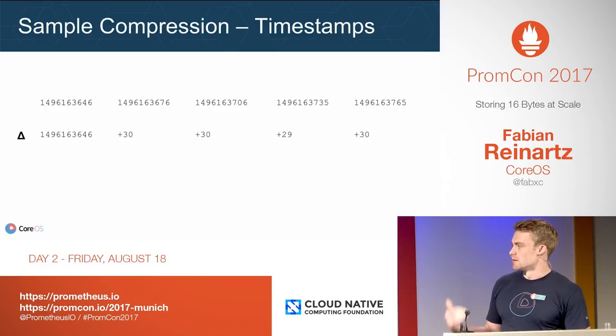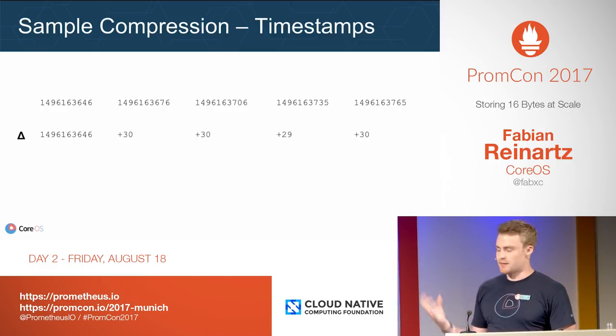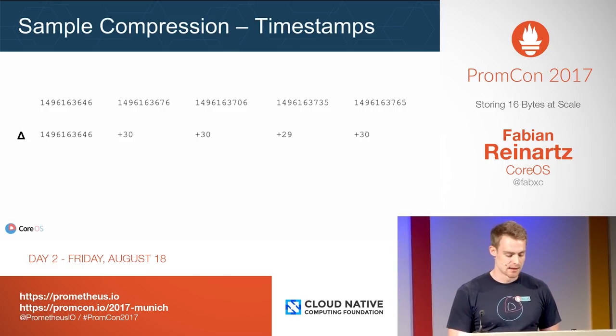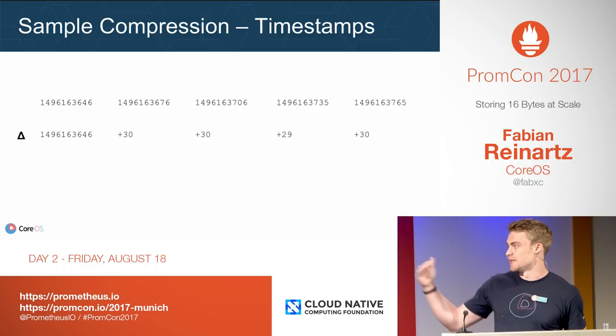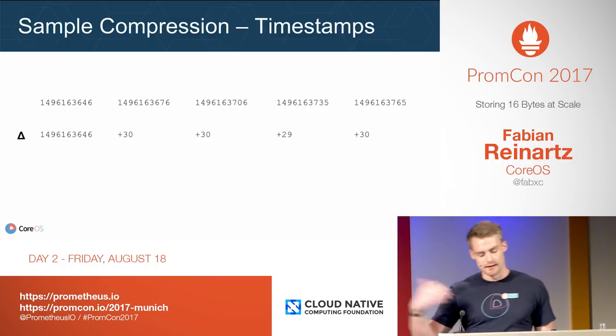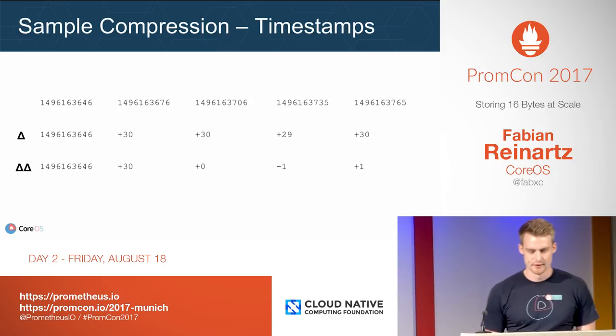And of course, you can also do this on disk, right? You can store 30 in fewer bytes on disk than these whole Unix timestamps. But you can do even better, right? Because even these deltas don't change that much. So if you take the delta of the delta, you get even smaller values.